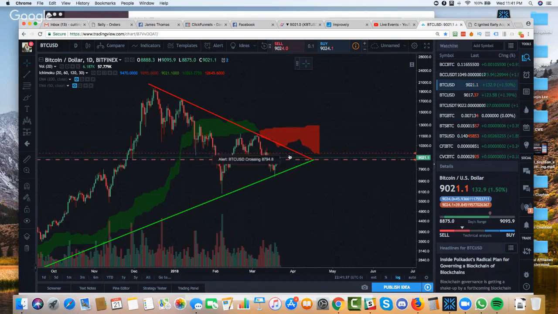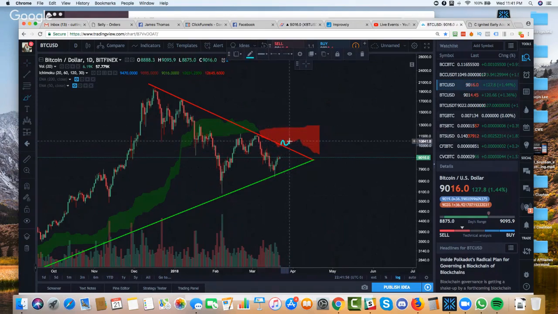And so that's kind of the biggest thing I'm looking for: is Bitcoin going to get enough strength to break this resistance line? And if it does, and it does it with a good amount of volume, and it breaks that resistance line and trades above it for a day or two, where we have candles opening and closing above the resistance line, that's when I'm going to get probably very bullish on Bitcoin again.